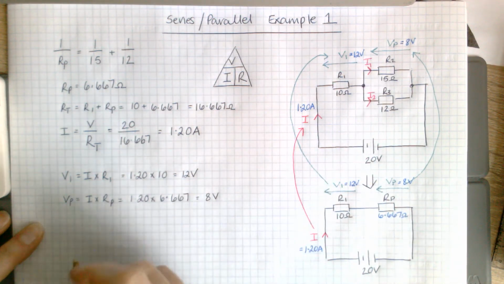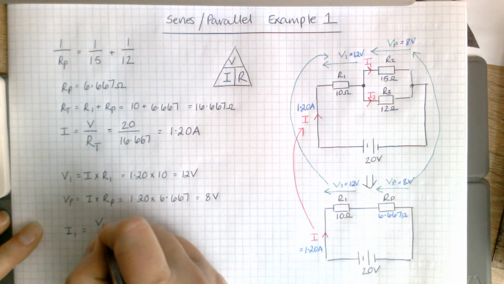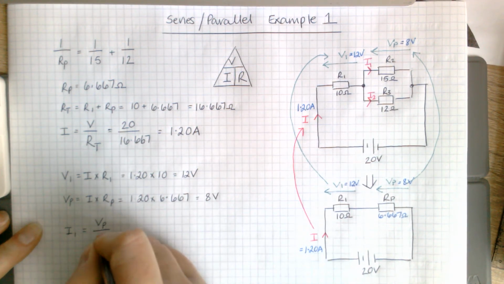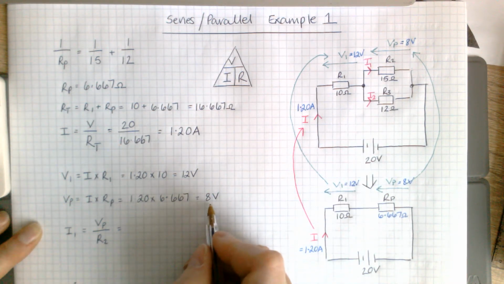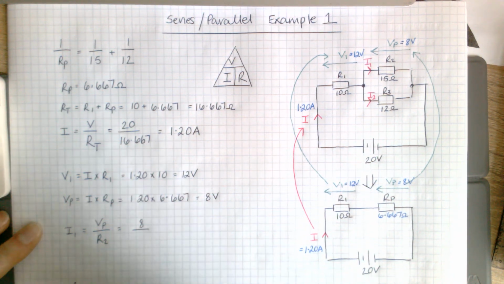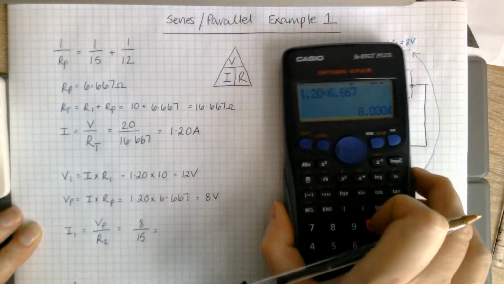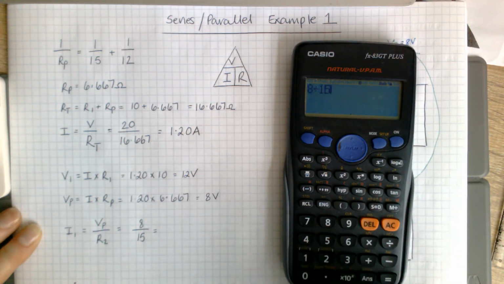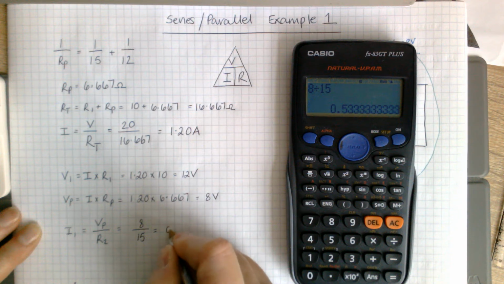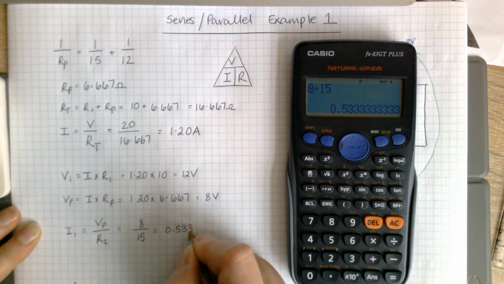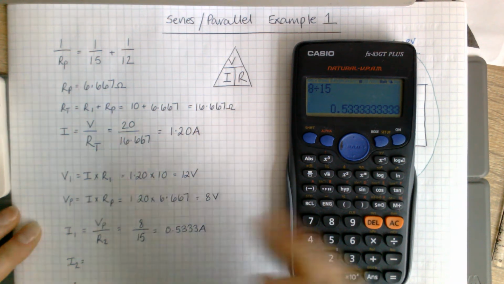I'm going to use it on R2. And on R2, I1 equals VP, that's the voltage across R2, divided by the resistance of R2. So just on this one component. VP I've got here, 8. R2 is on my circuit diagram, that's 15. 8 divided by 15. When you see that wee dot, it means a repeater. 0.533 amps.